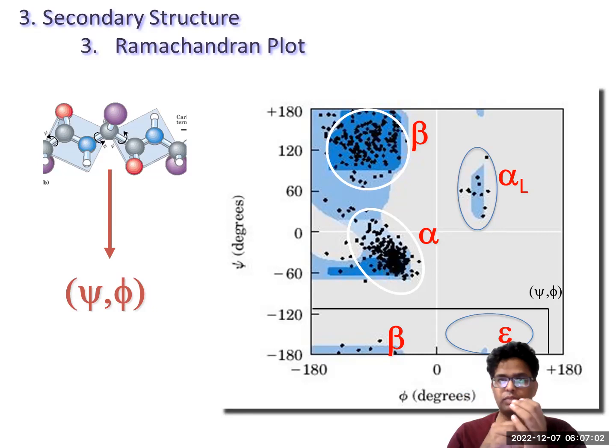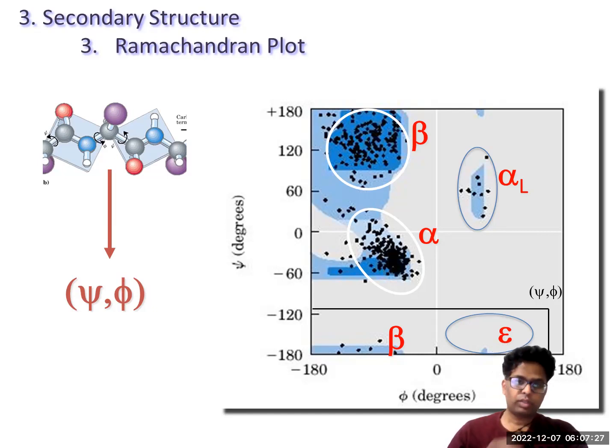Suppose minus 62 and plus 60 should be in the region of the alpha helix. But if this orientation is shown in the beta region, then the protein is not in the orientation as expected. So this protein is either misfolded or unfolded, such type of things. That's a very important plot, and I think it's better to understand what exactly it says.